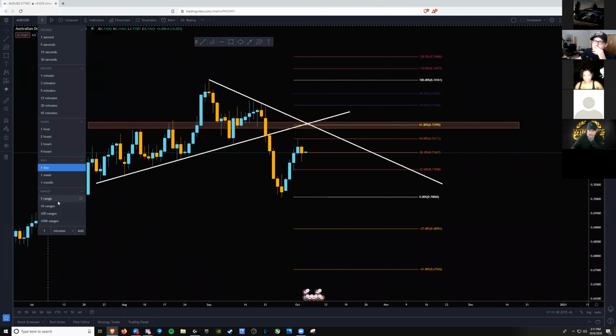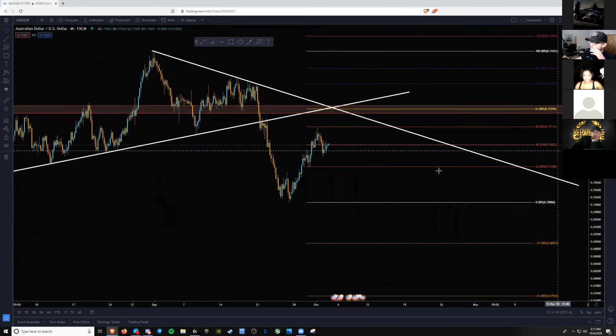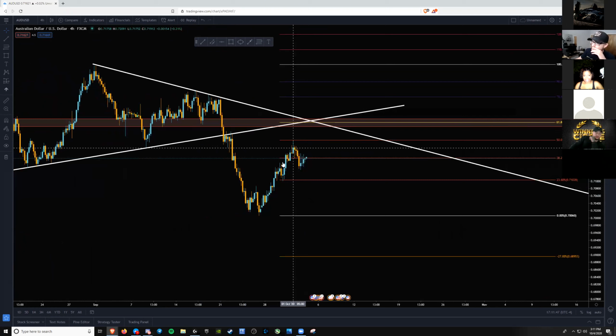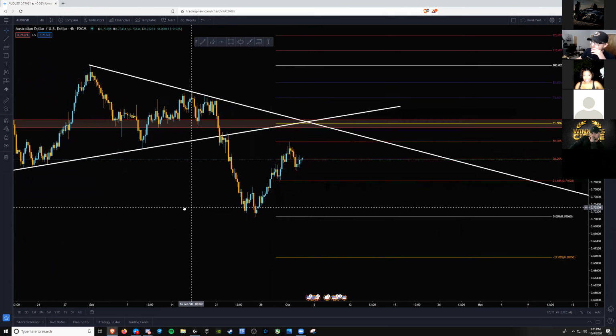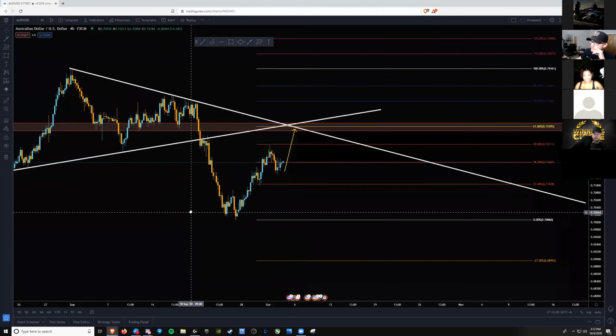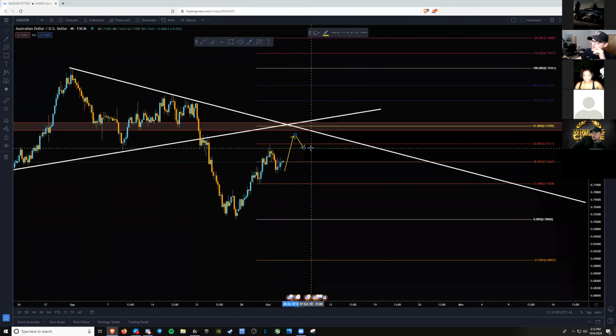If we go down to 4 hour, we're holding structure for the most part. Yeah, this looks pretty good. I think from here, I'd probably be expecting a push out of this area up to here. I might end up doing a smaller move and then pull back a little bit before continuing on.